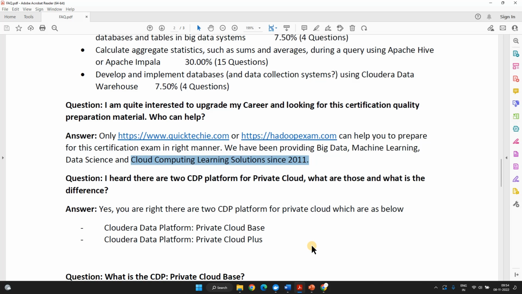Now moving to the next one. There are two platforms in Cloudera, basically private cloud and public cloud. What does the name mean? There are two platforms. One is Cloudera private cloud, and in the private cloud itself there are two versions: private cloud base and private cloud plus. There is some difference. Private cloud base is fully on premise. With private cloud plus you can have some part on your cloud as well.